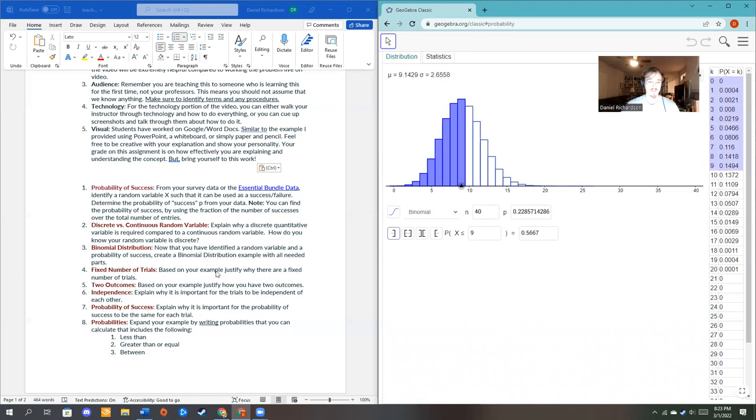Two outcomes based on your example, justify how you have 2 outcomes. So we either have the success of going to Raley's or a failure of going to any other store. That's justification enough. The 2 outcomes are either you do have a success or you have a failure.